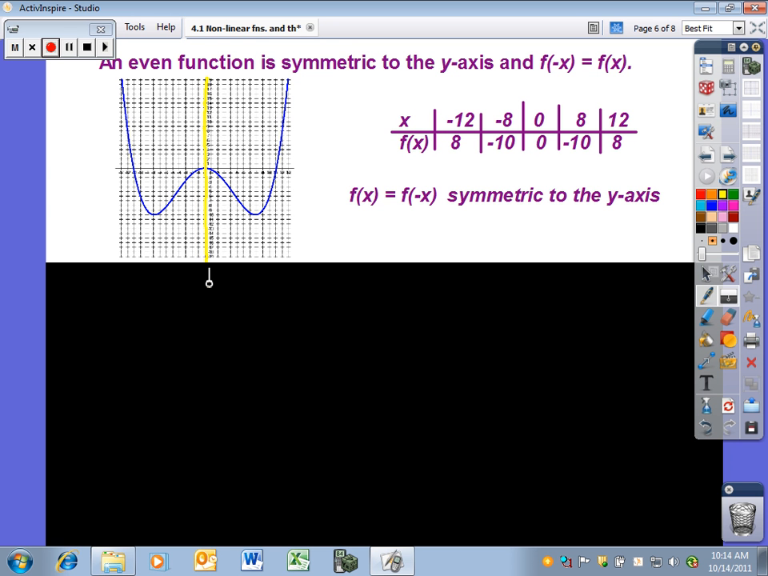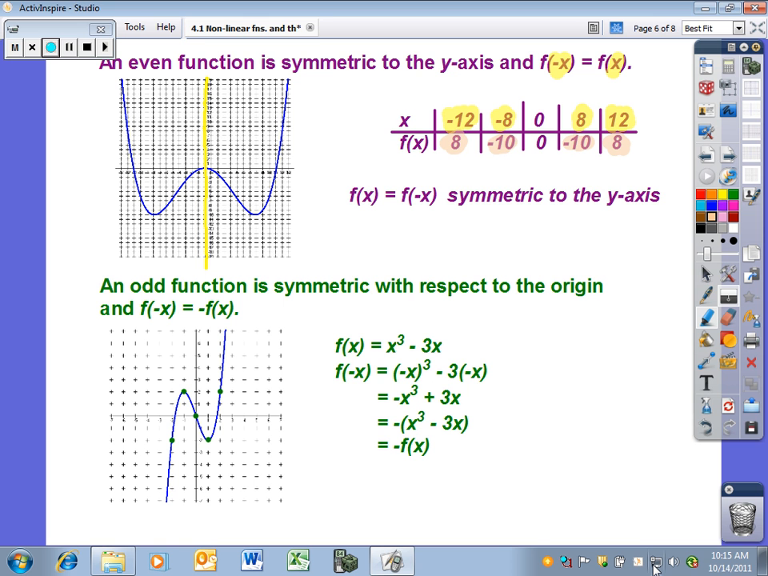If I look at the table, f of -12 is 8. F of -8 is 10. F of 0 is 0. F of 8 is -10. F of 12 is 8. What this says is that f of x is the same as f of -x. So here is -x, here is positive x. Did we get the same y values? Again, here is -x, here is positive x. Did you get the same y values? So it is an even function.